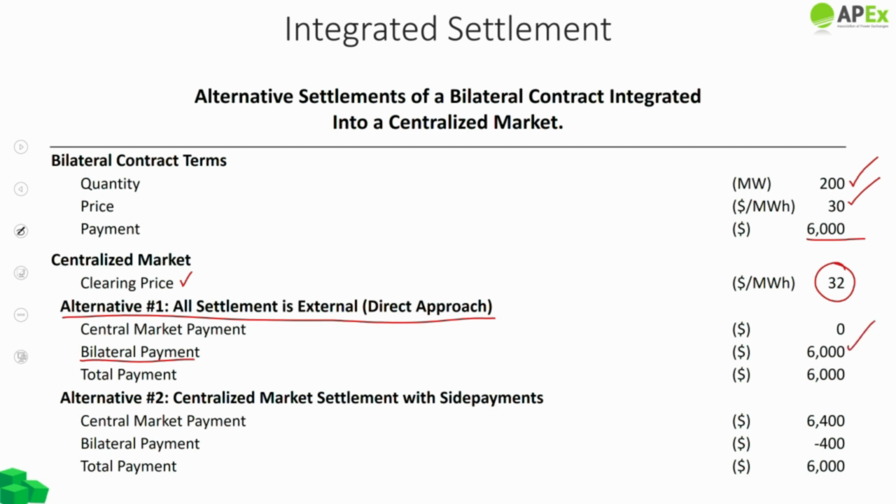The second alternative involves the system operator treating the scheduled power as part of the day-ahead centralized market clearing. Here, the generator sells 200 megawatt at the prevailing day-ahead clearing price of $32 per megawatt hour, and the load serving entity buys it at the same price.